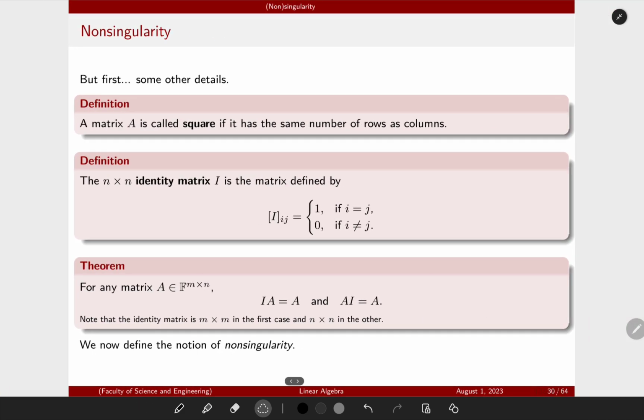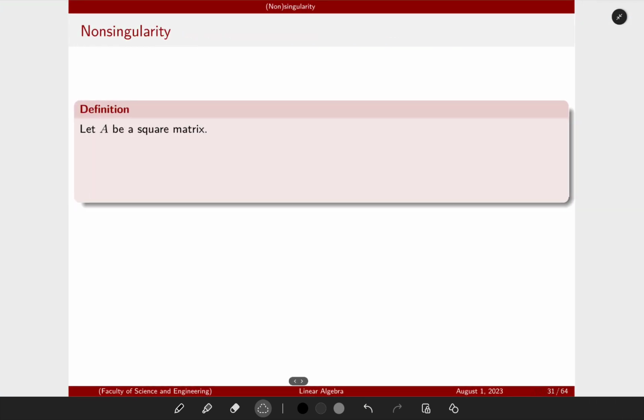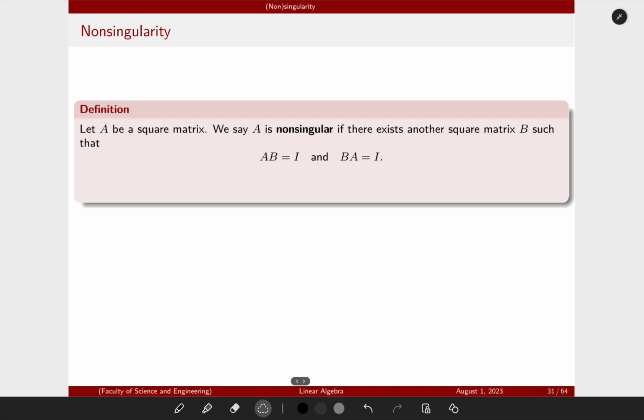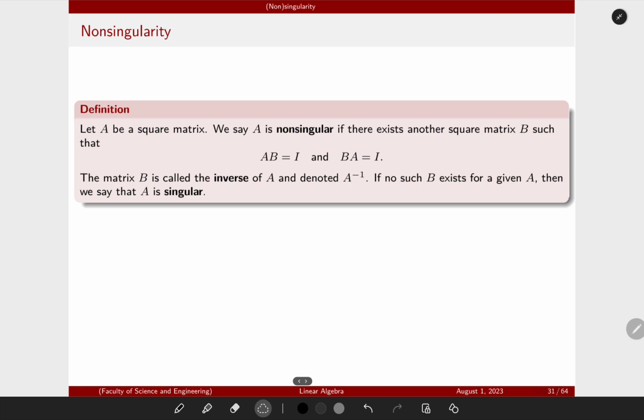Okay, now we can define non-singularity. So let A be a square matrix. We say that A is non-singular if there exists another square matrix of the same size, B, such that AB is identity and BA is identity. This matrix B, we call it the inverse of A, and we denote it by A to the minus 1, so A inverse. If no such B exists for a given A, then we say that A is singular.